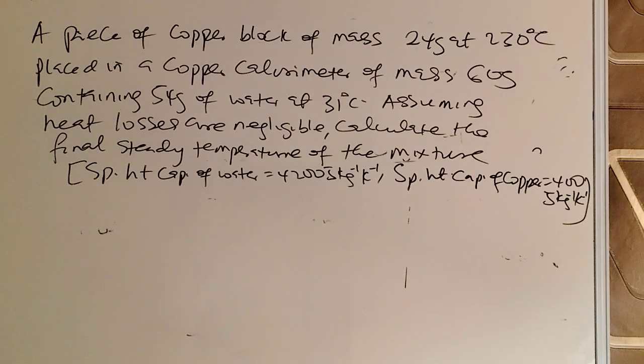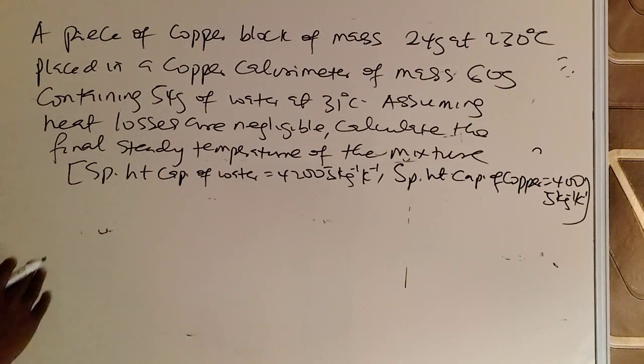So if you look at the question, we have a 3-component system. Why a 3-component system? We have the copper, the mass is given to you. The calorimeter, the mass given to us. Water, we have the mass given to us. So it's a 3-component system, so we want to work with 3 items here.